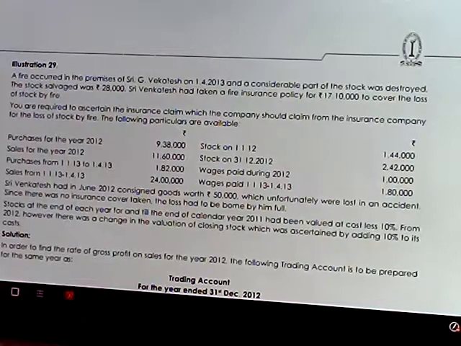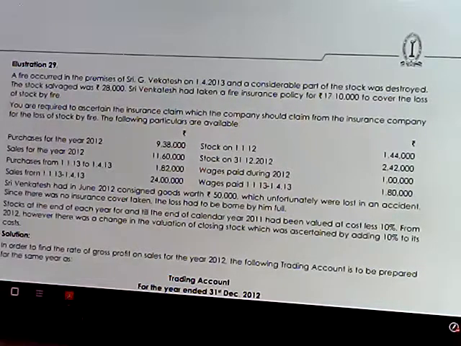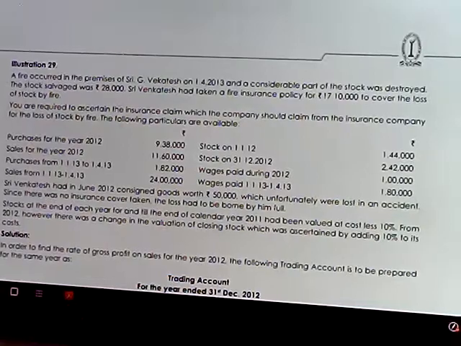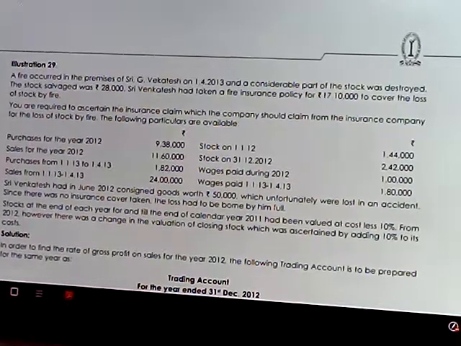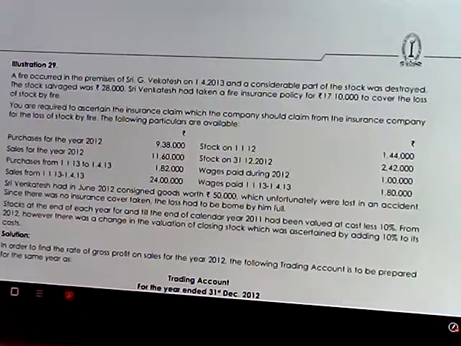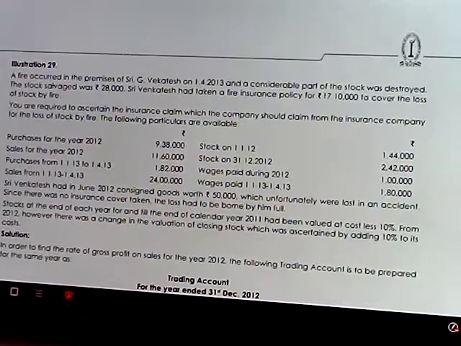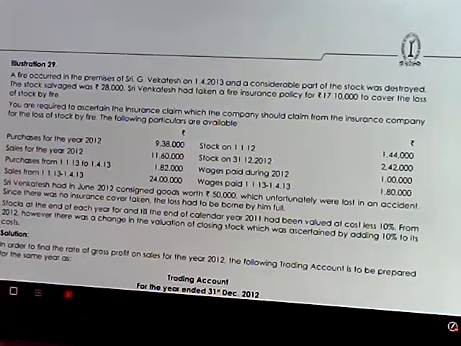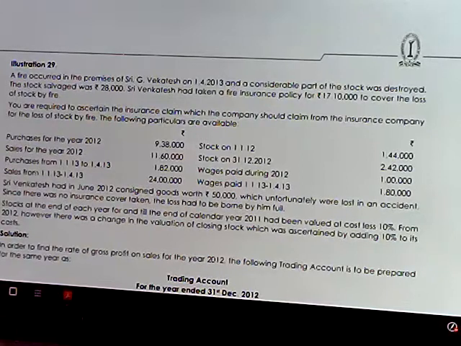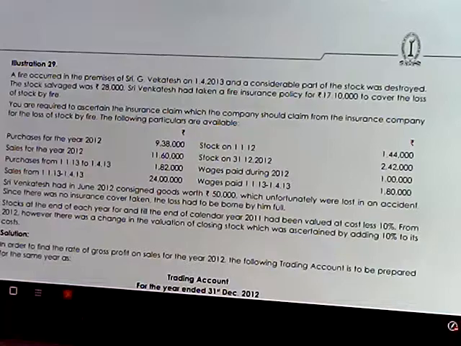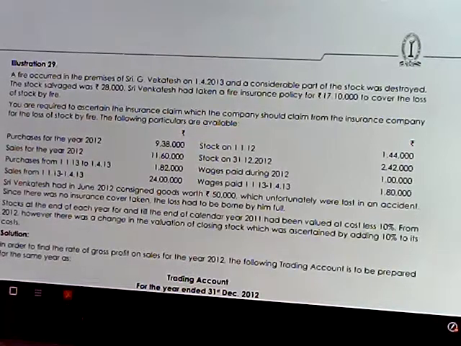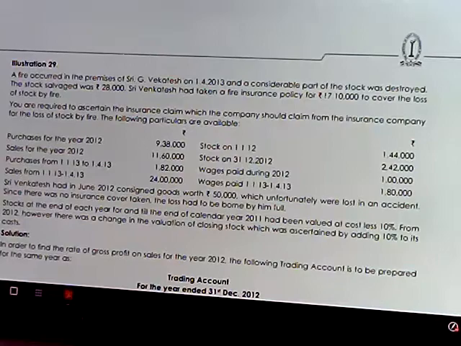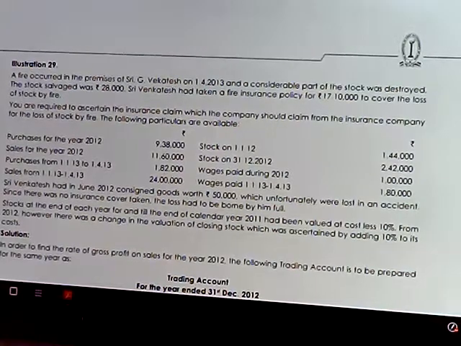Purchases for 2012 are 9,38,000, sales for 2012 are 11,60,000, purchases from 1/1/2013 to 1/4/2013 are 1,82,000, sales from 1/1/2013 to 1/4/2013 are 24 lakh. Stock on 1/1/2012 is 1,44,000. Stock on 31/12/2012 is 2,42,000. Wages paid during 2012 is 1 lakh. Wages paid from 1/1/2013 to 1/4/2013 is 1,80,000.